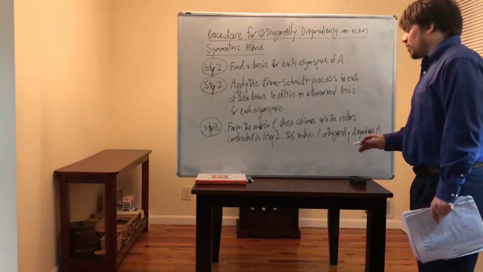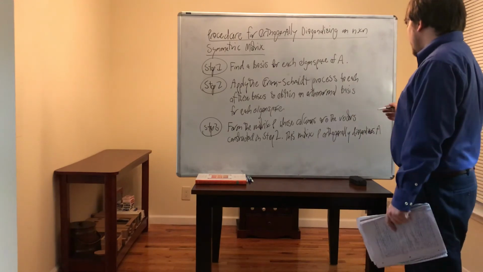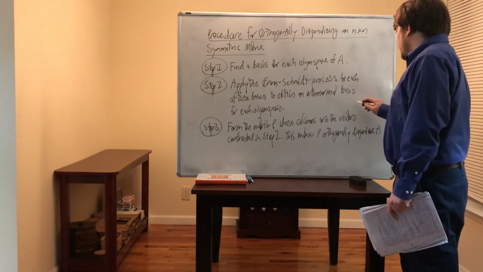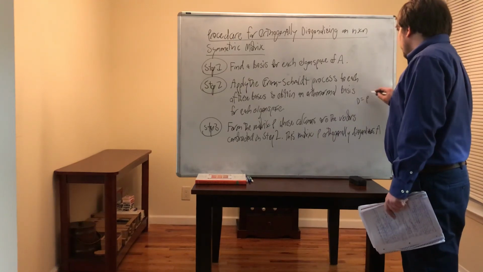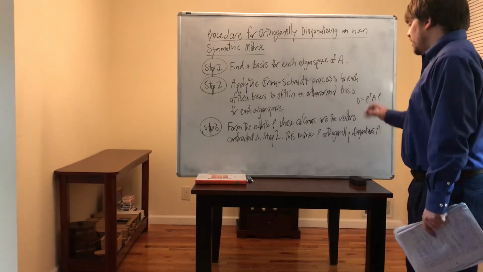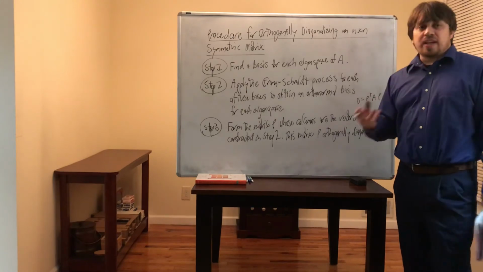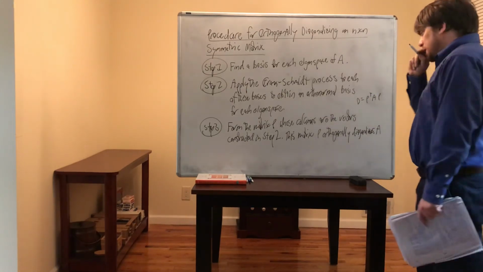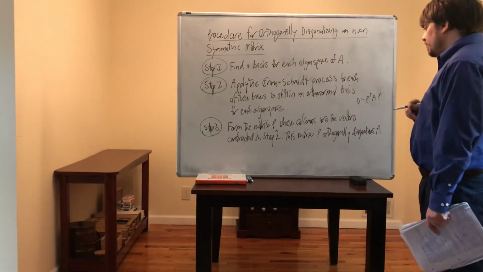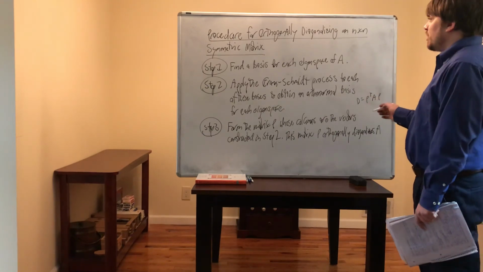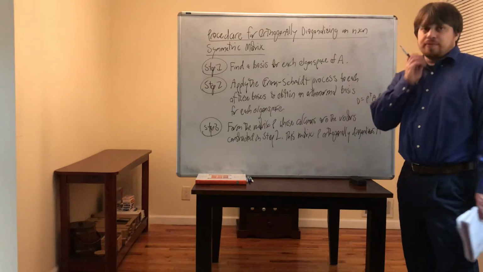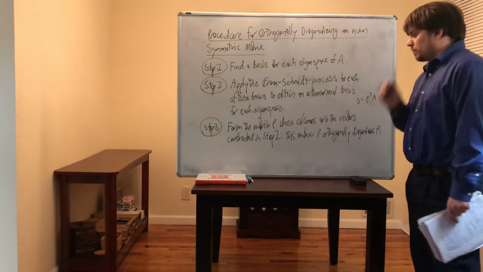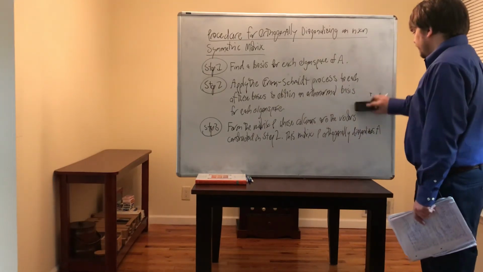Okay, and that's from the definition, right? So saying P orthogonally diagonalizes A means that there's a diagonal matrix D such that D is equal to P transpose AP. That's what it means for P to orthogonally diagonalize A. And so we found a matrix P that orthogonally diagonalizes an n by n symmetric matrix A.